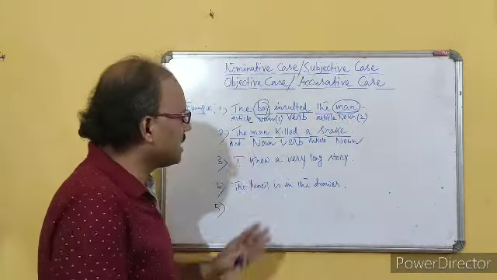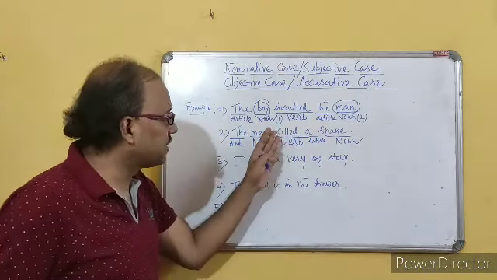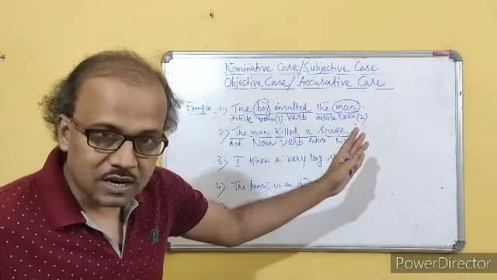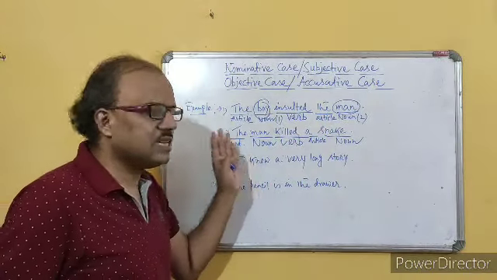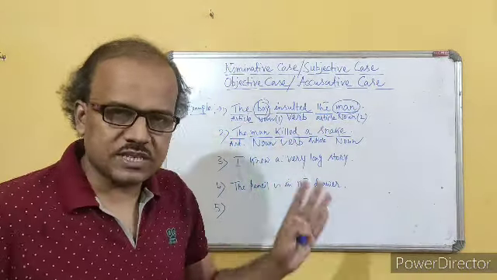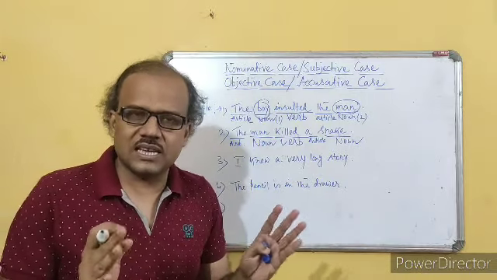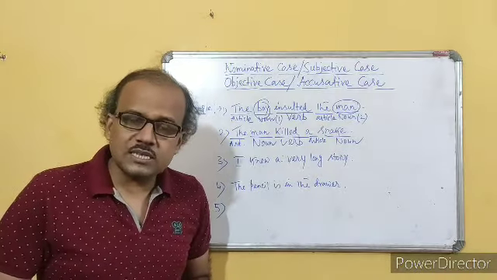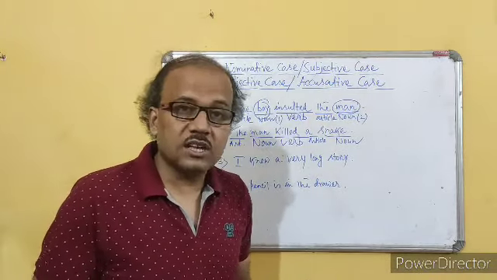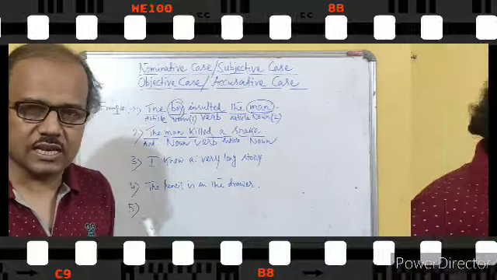The left part is the subject of the verb killed. The right part is the object of the verb killed. So the same sentence here also represents two different cases. One is the nominative or subjective case. Another one is the objective or accusative case.